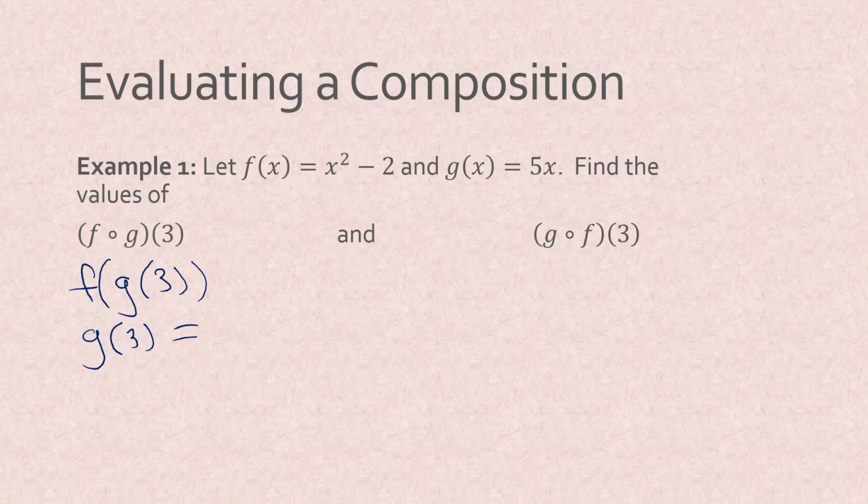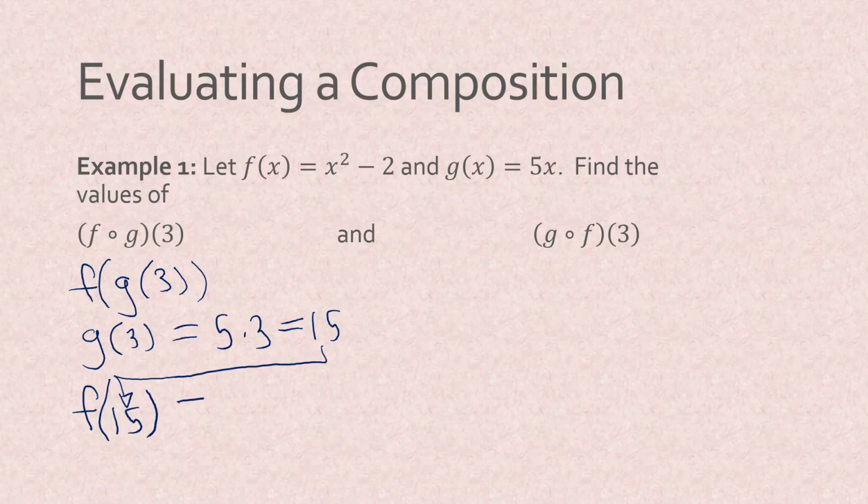And if we look, g is 5 times x, so that's 5 times 3, which is 15. And we now take that value of 15 that we generated, and we plug that into f. And f of 15 is 15 squared minus 2. That is 225 minus 2, which in the end is 223.